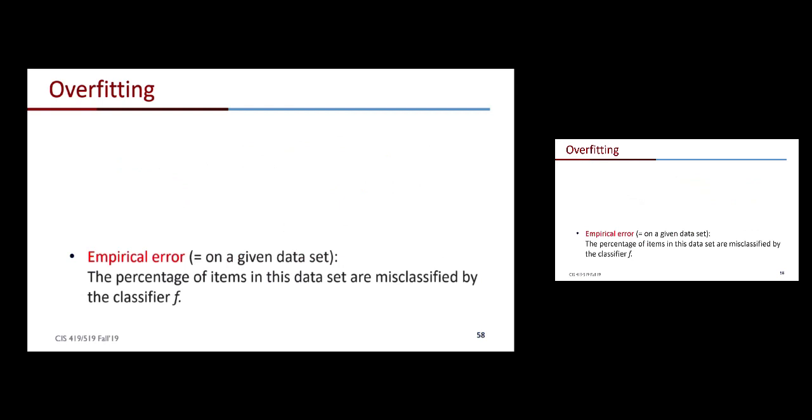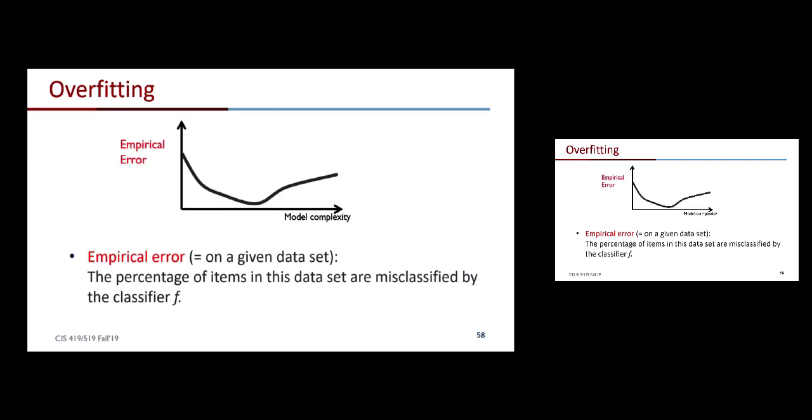Now, we have a few notions that we need to discuss. One of them is the empirical error, which is the error that we incur on the given data set. This is a curve that you can think about. Good curve, bad curve. Make sense?